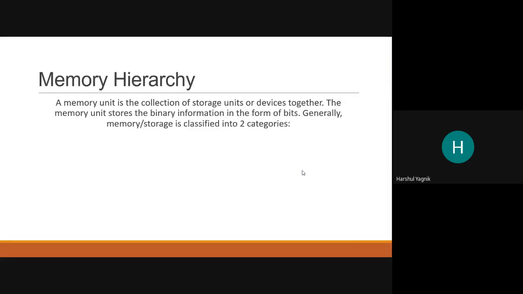This is the hierarchy of the memory. A memory unit is a collection of storage units and devices together. The memory unit stores binary information in the form of bits, and generally it is classified into two categories: one is called volatile memory, and the second is called non-volatile memory.